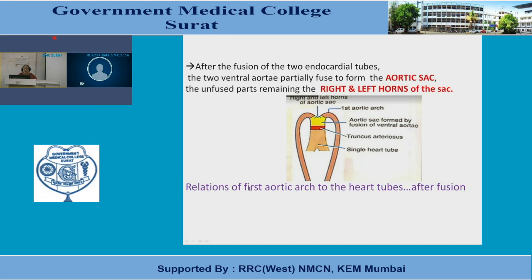Okay, now here we can see the relation. After the fusion of the two endocardial tubes, the two ventral aortae partially fuse to form the aortic sac, and the unfused part remains. What about the unfused part? It remains as the right and the left horn of the sac. So you can see the right and the left horn of the sac. After fusion, we can see the aortic sac and the right and left horns of the aortic sac respectively. Here you can see the relations of the first pharyngeal arch to the heart tubes after fusion.